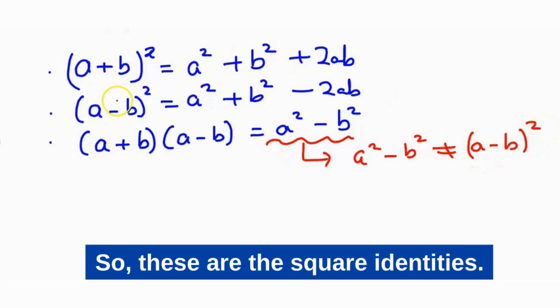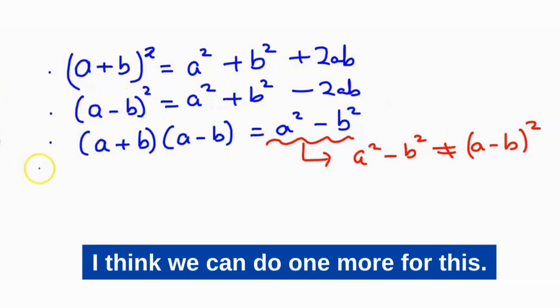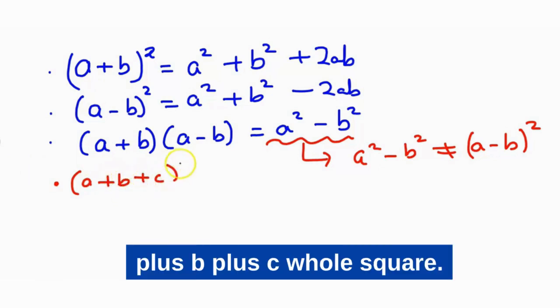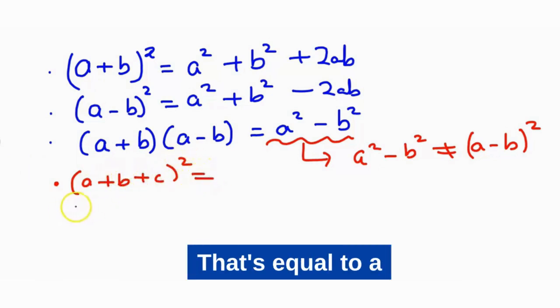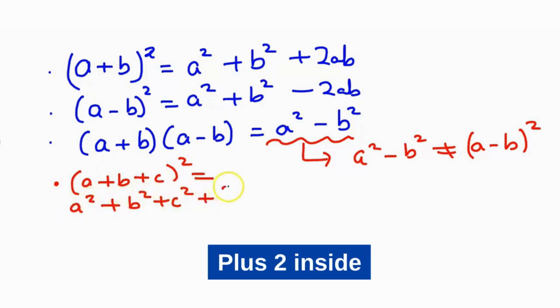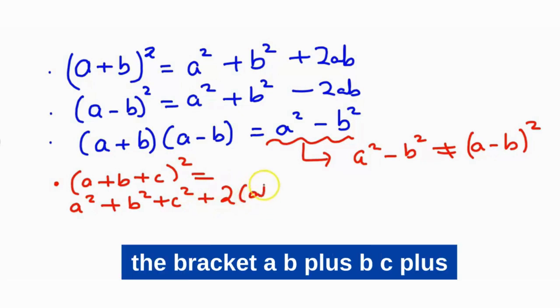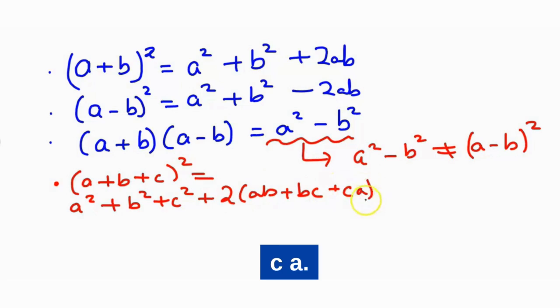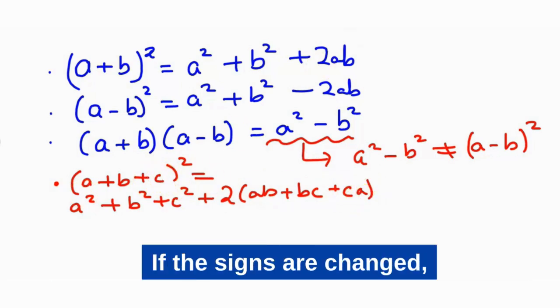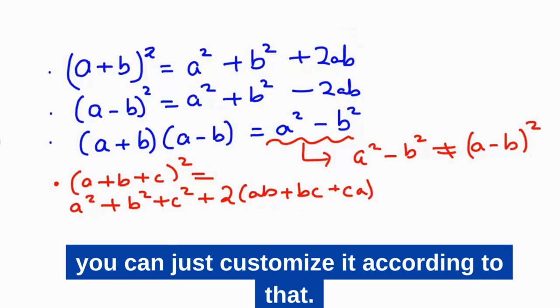So these are the square identities. I think we can do one more for this. That is (a plus b plus c) whole square. That's equal to a square plus b square plus c square plus 2 inside the bracket (ab plus bc plus ca). You just need to remember this one. If the signs are changed, you can just customize it according to that.